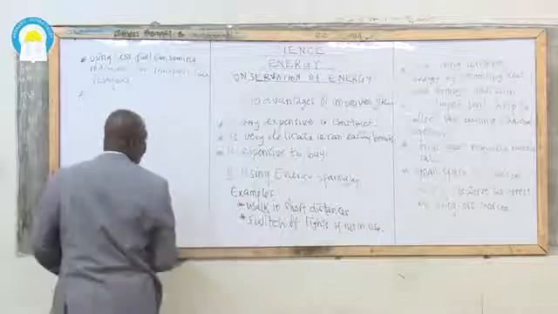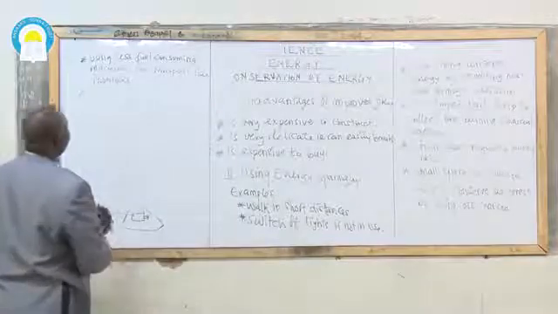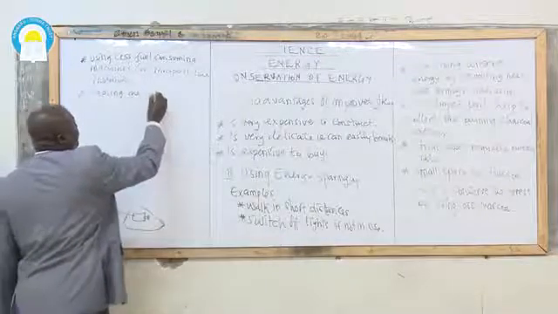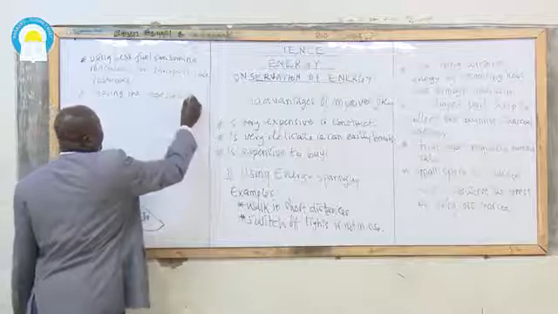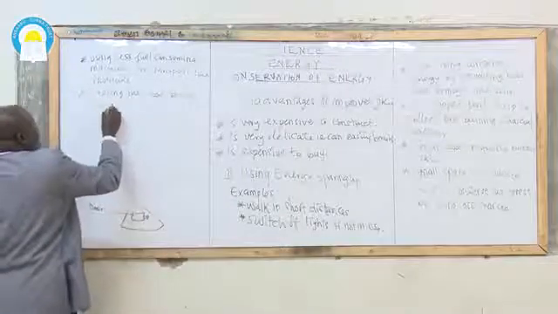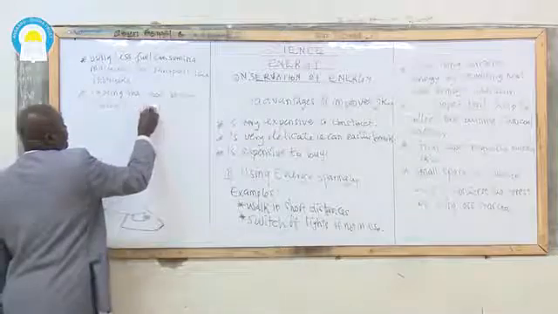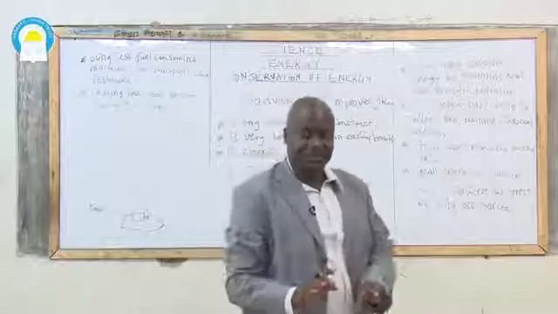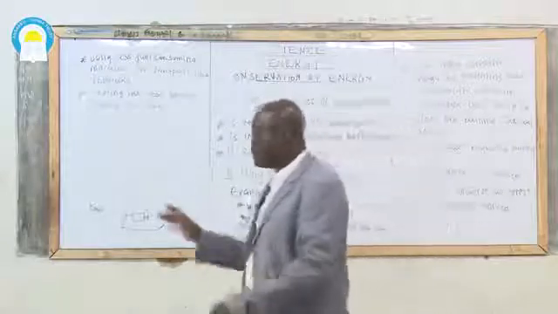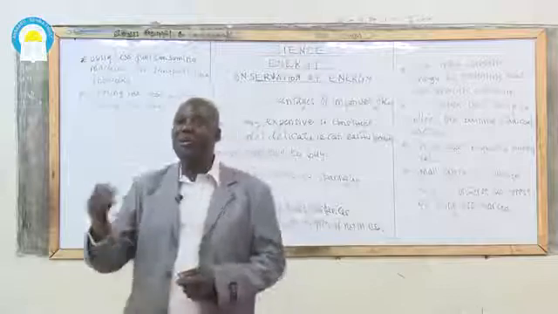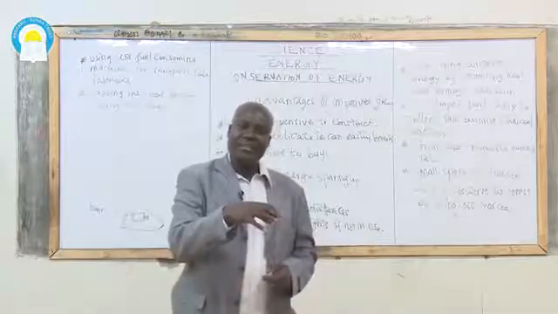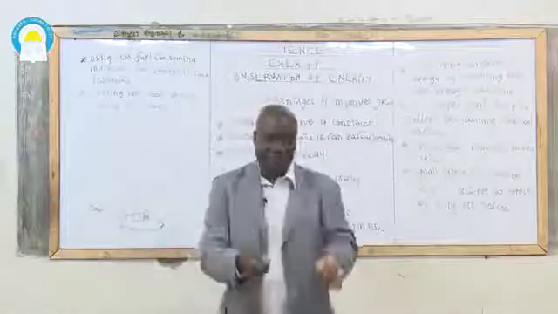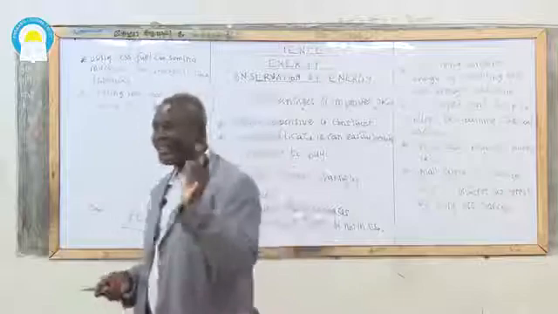Next one, you can use energy sparingly by cooling the food before storing it in a fridge. Because remember, a fridge is there to keep food cool and conserve. But if you keep that food when it's still hot, the fridge is going to use more electricity to cool it before it can conserve. Therefore, you let the food cool, then you put it in the fridge. That way you are using energy sparingly.